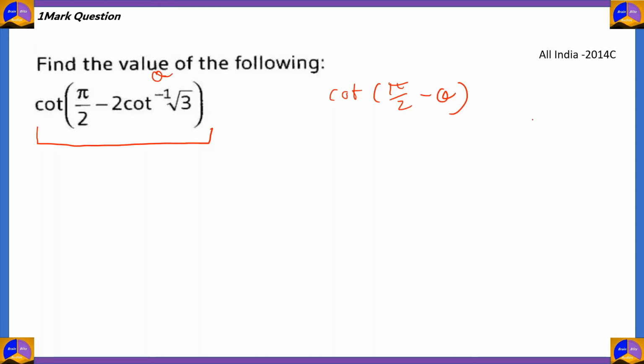Now, we know that sine of pi by 2 minus theta is cos theta, cos of pi by 2 minus theta is sine theta. But what is cot of pi by 2 minus theta? Tan and cot are complementary, so cot of pi by 2 minus theta will be equal to tan theta. So cot of pi by 2 minus 2 cot inverse root 3 can be written as tan of 2 cot inverse root 3.